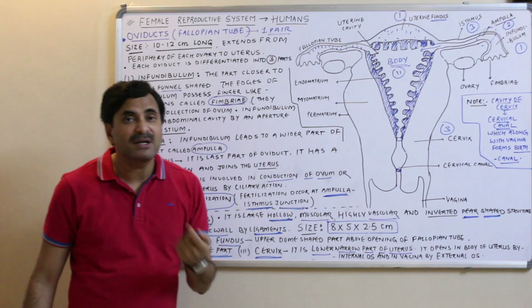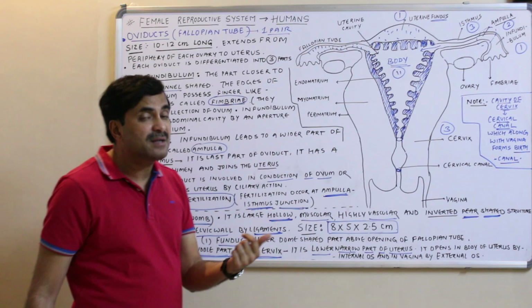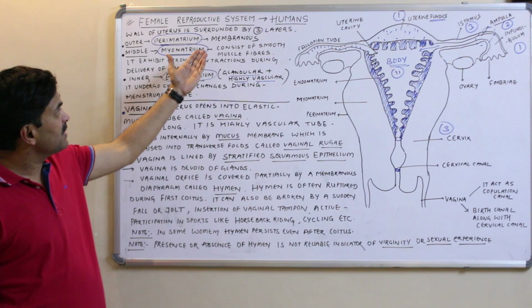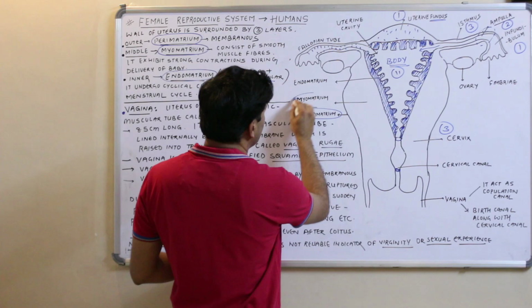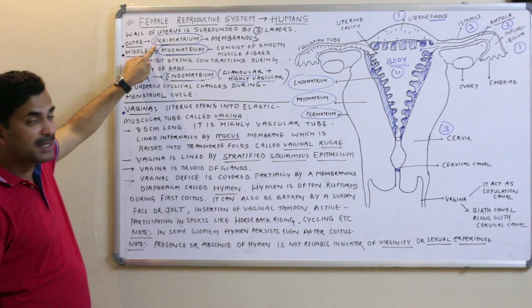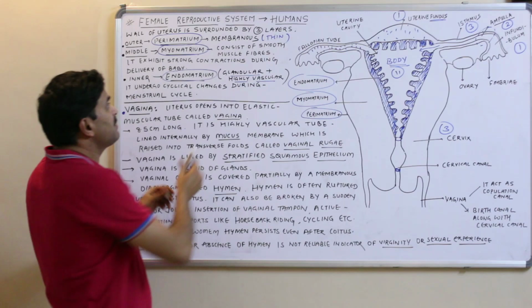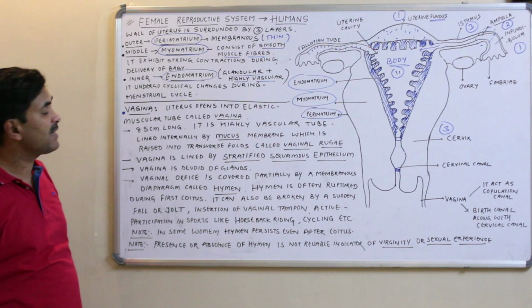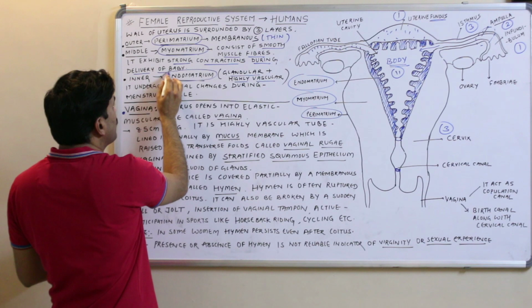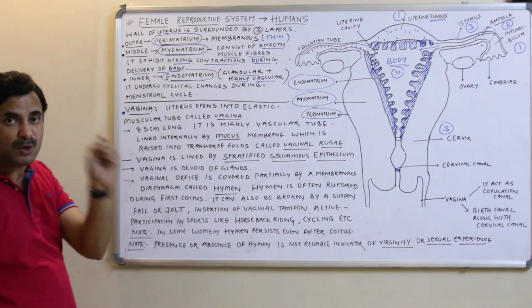Now let's have a look at the layers surrounding the uterus. The uterus is surrounded by three layers. See here: perimetrium, myometrium, and endometrium. The outermost one is the perimetrium, which is membranous and very thin. The middle one is the myometrium, and it is very important. It consists of smooth muscle fibers, and these exhibit strong contraction during the delivery of the baby, hence the myometrium is helpful in parturition, that is, the baby birth.